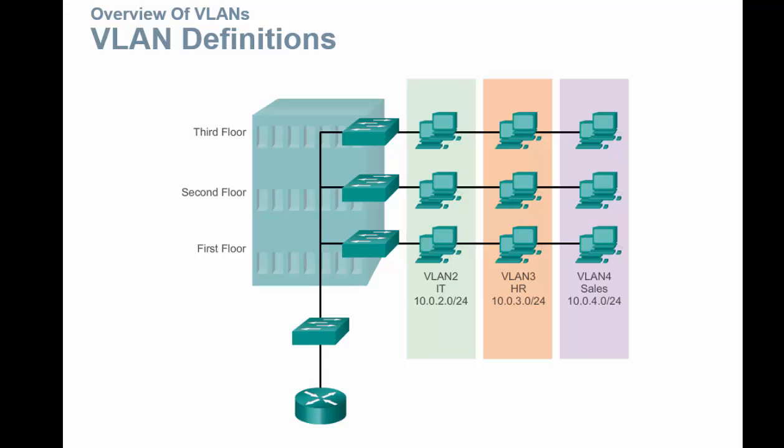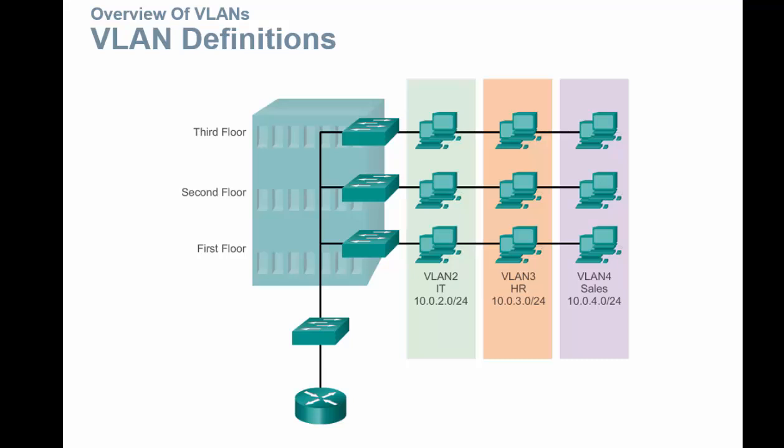A VLAN creates this logical broadcast domain that can span multiple physical LAN segments, and our VLAN improves the network performance by separating large broadcast packets or domains into smaller ones. If a device in one VLAN sends a broadcast Ethernet frame, all devices in the VLAN receive the frame, but devices in other VLANs do not. So this is how it controls some of that traffic and keeps our traffic overhead down.